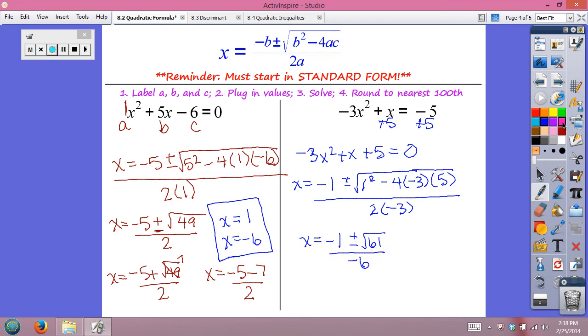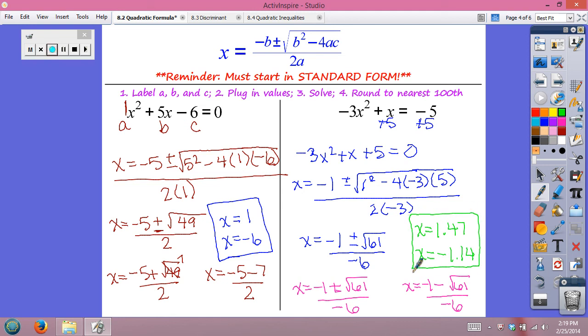Once again, if you take a look, we have two different answers, plus and minus. So we have x equals negative 1 plus the square root of 61 over negative 6, and we have x equals negative 1 minus the square root of 61 over negative 6. Solve those. We want to round to the nearest hundredth. So we are left with x is approximately 1.47 and x is approximately negative 1.14. Those are our two answers rounded to the nearest hundredth.